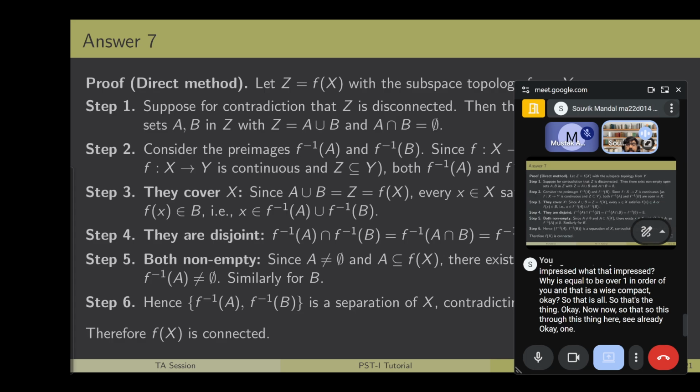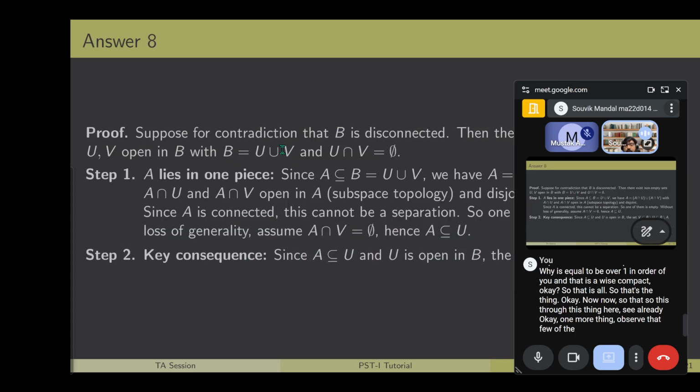One more thing, observe that a few of the connectedness problems have been done by using the definition. But all of these connectedness problems can be solved by using the function method. That means choose a function f from the desired set to plus minus one and show that f is constant. For example, suppose f is a function from B to plus minus 1 where B contains C, we need to show that if B lies inside A closure, then f is continuous.